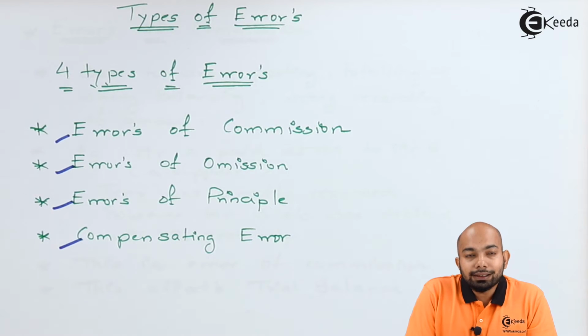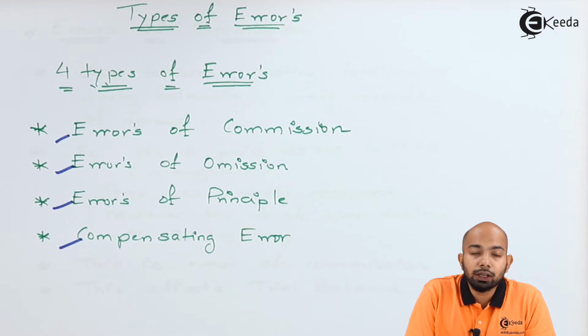Now, all these errors are the major categories of errors that we'll be dealing with. So, it may be error of commission, error of omission, error of principal, or compensating errors. Some of these errors affect trial balance, some of them don't. So, what we'll be doing right now is understanding each error so that we understand how these errors affect the trial balance, what is the rectification process that we need to follow, what are the examples that fall under the category of each of these, and what can be done to identify these errors.